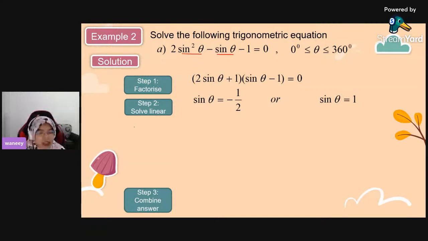So basic angle, alpha is equal to arc sine of half. So alpha is equal to 30. So just in case you didn't know where this comes from, alpha is equal to arc sine of half.